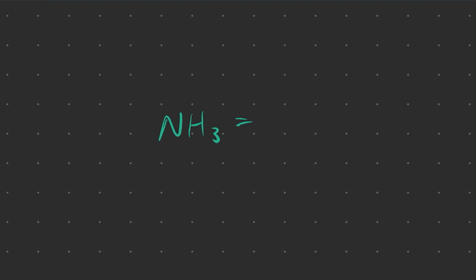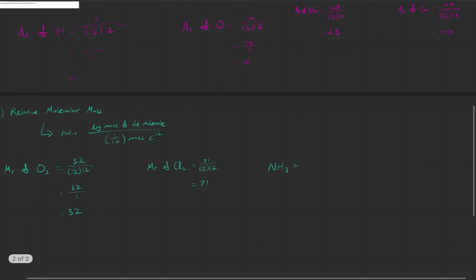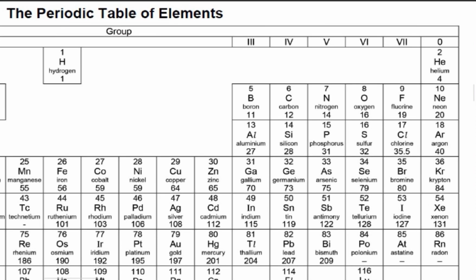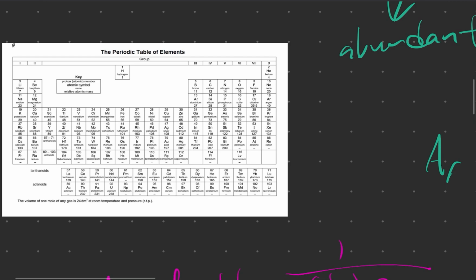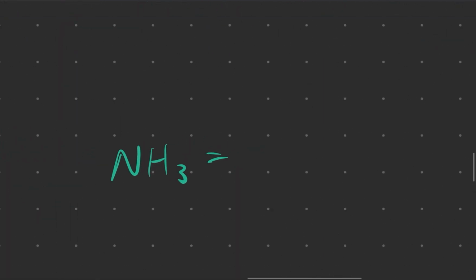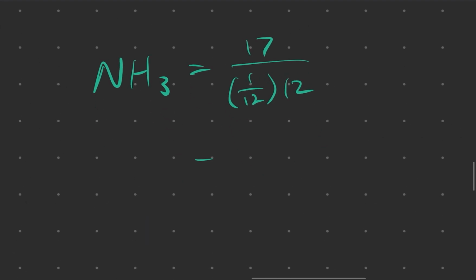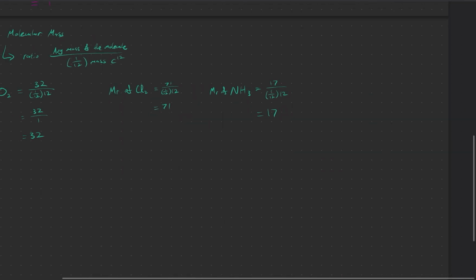So ammonia is basically just nitrogen plus three hydrogens. Nitrogen is 14 and hydrogen is 1, so three hydrogens will be 3. So it's 14 plus 3, which is 17, over 1/12 times 12. So we just get 17. So the MR of ammonia is 17.